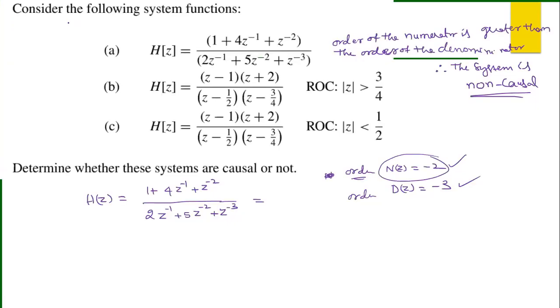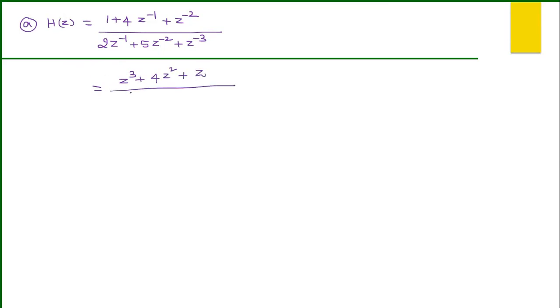First, I will write the first question. Definitely these types of questions they will give. Once again, I will write here. H of z is equal to 1 plus 4 into z inverse plus z power minus 2, divided by 2 into z inverse plus 5 into z power minus 2 plus z power minus 3. If you want to write in normal form, you can write like this. It will become z cube plus 4z square plus z divided by 2z square plus 5z plus 1. How did we get it? Simple, z power minus 2.